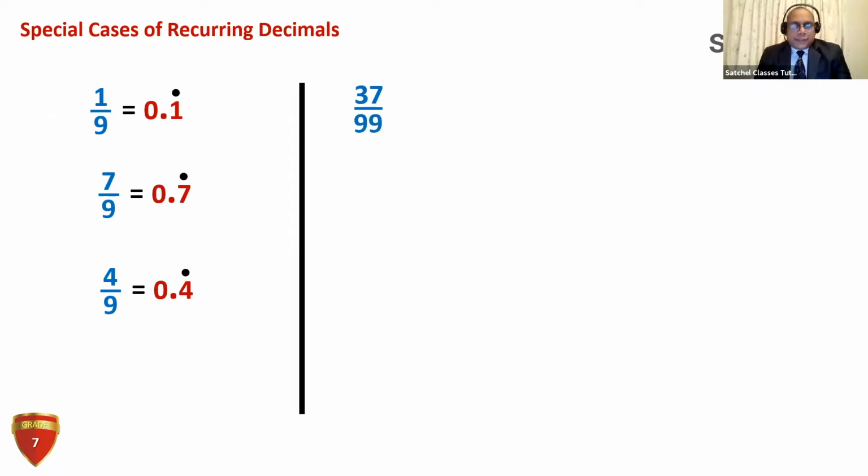Now, what is interesting is this property can be extended to more than one digit. For example, 37 over 99. Because there are two digits, 37, and there are two nines in 99, both the digits 3 and 7 will keep repeating, or recurring, I would say. So 0.37 recurring. Both 3 and 7 are recurring. This is a very handy property.